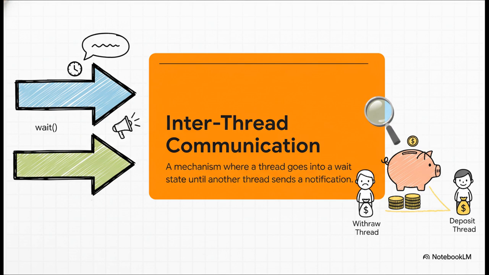The perfect example is a bank account. A withdraw thread might have to wait, if there isn't enough money, until a deposit thread runs, adds cash, and notifies it that the funds are finally available.